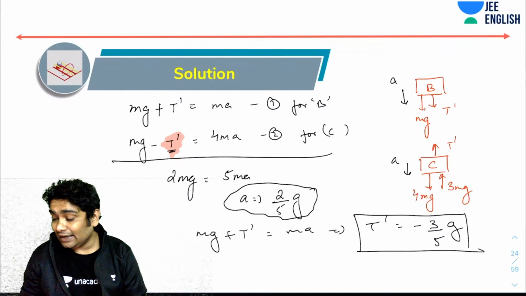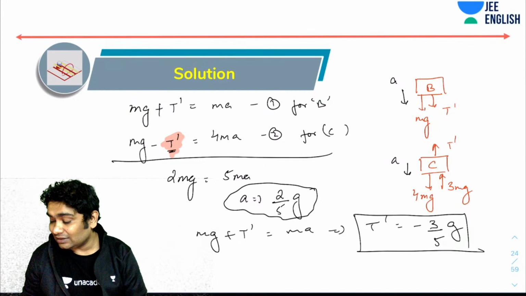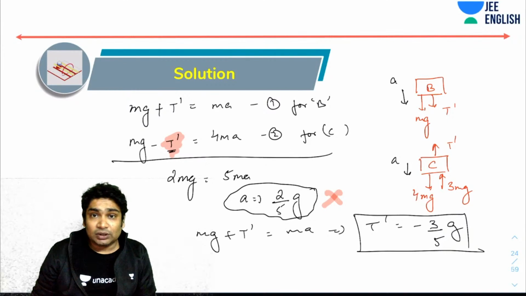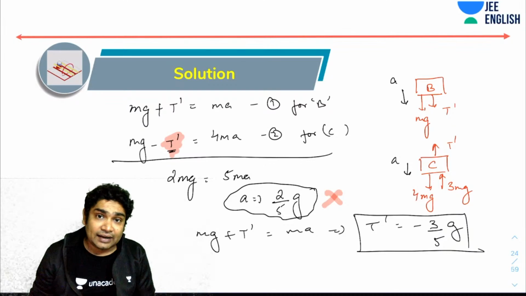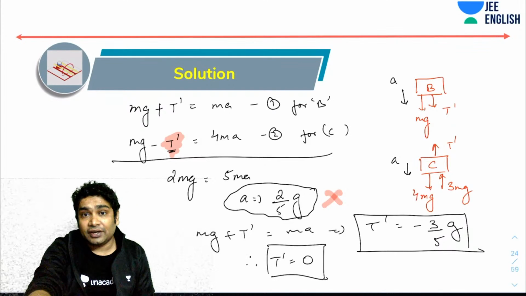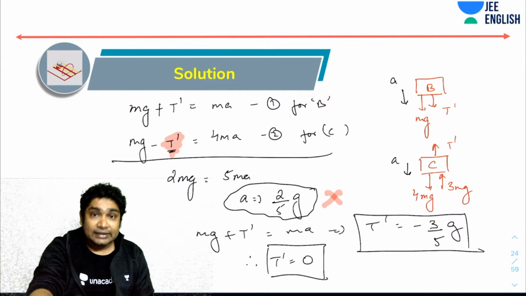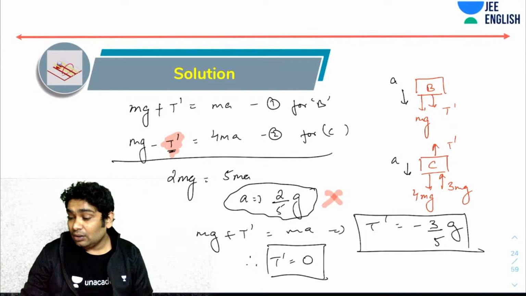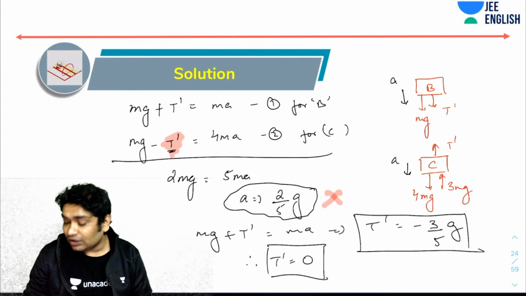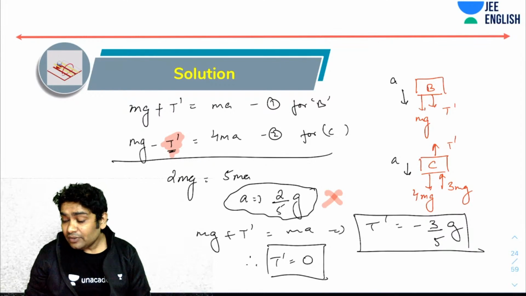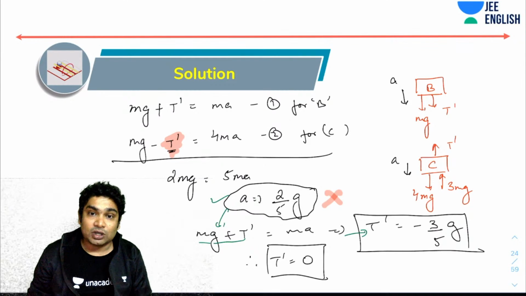Since tension cannot be negative, this answer is wrong, and T dash would in fact have to be 0. If I assume that both of them are moving together and the string is still tight, there were two scenarios: either the string was still tight or the string would have become slack. If the string was still tight, this would have been the acceleration. But if I check for that condition, I realize that corresponding to this acceleration, the tension is coming out to be negative, which is not possible.